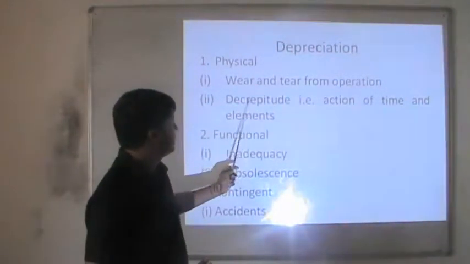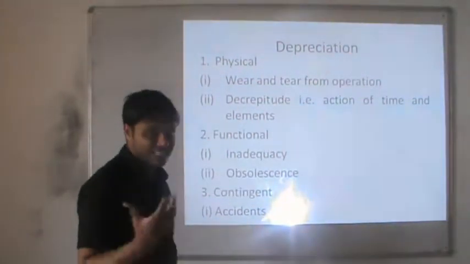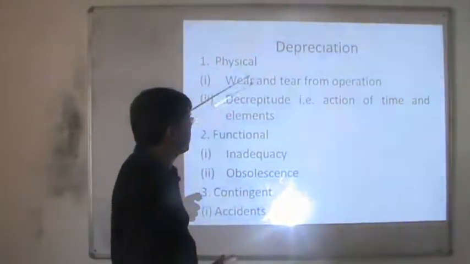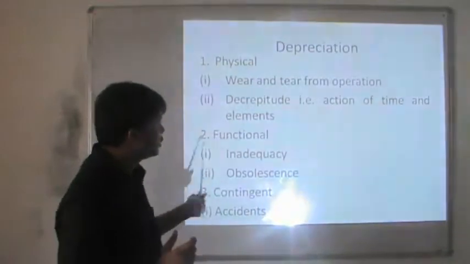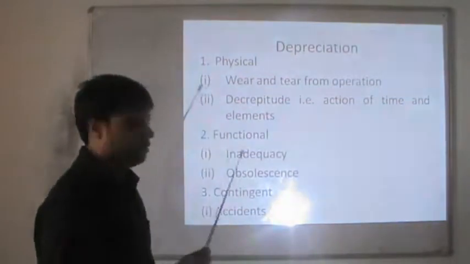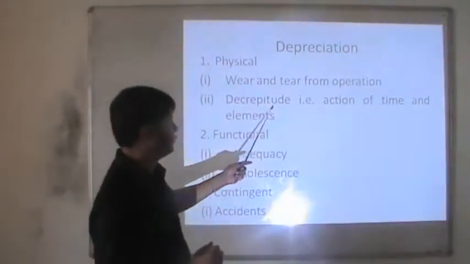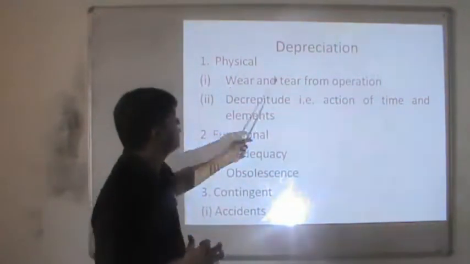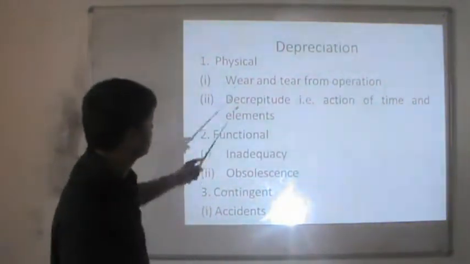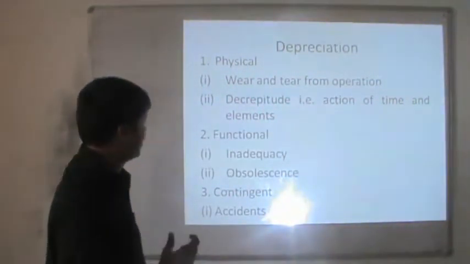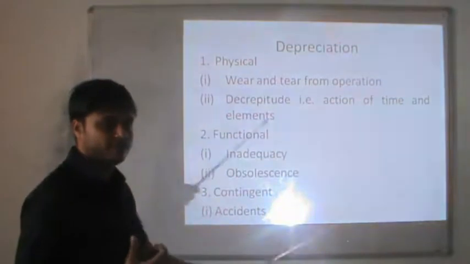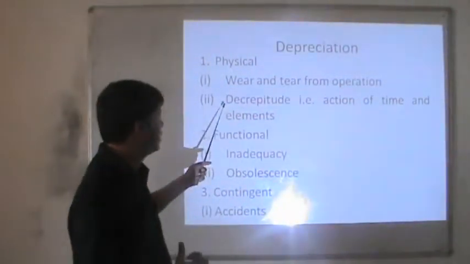Second is decrepitude, that is action of time and elements. So one is solely from the wear and tear of the operation, another is the action of time and elements. If I consider only the age of the property, then decrepitude will come. If I am considering only wear and tear from the operations for the functions for which you are using that facility, that will come under wear and tear from operations. So decrepitude is the action of time and elements. With the time you use that facility, there will be some depreciation, and that depreciation comes under decrepitude.